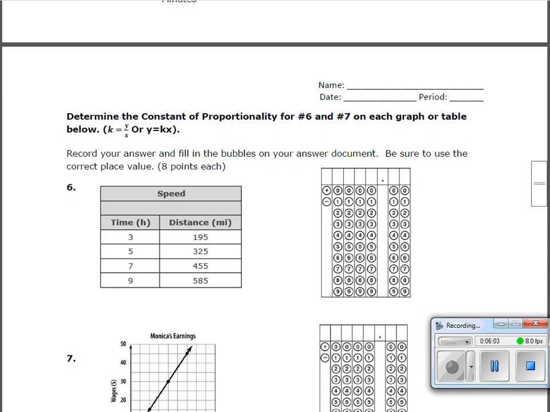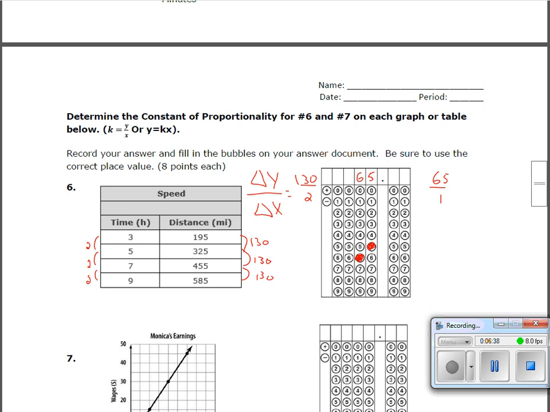Number 6 says record your answer and fill in the bubbles on your answer document. Determine the constant of proportionality. Right, so we're looking for the change of y over the change of x. So here, I'm changing 130 every time. And here, I'm changing 2. So if I do 130 over 2 and reduce that, I get 65 over 1. So my answer would be 65. And I would put it in front of the decimal.